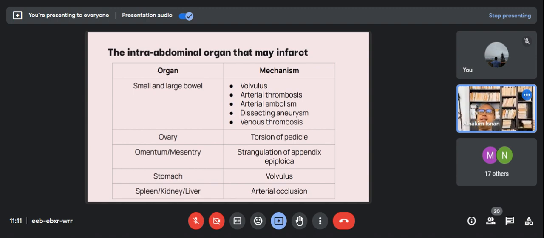Next is intra-abdominal. Here we see the organs that can be prone to infarction. Next is their mechanism. Alright, next over here.